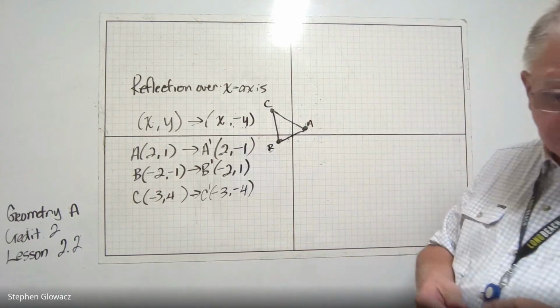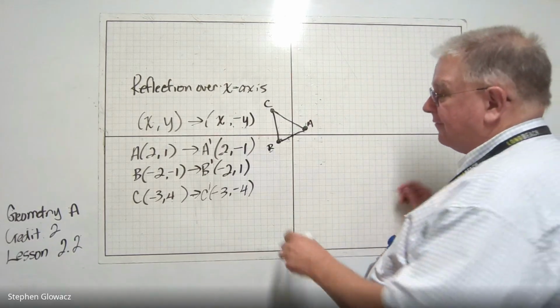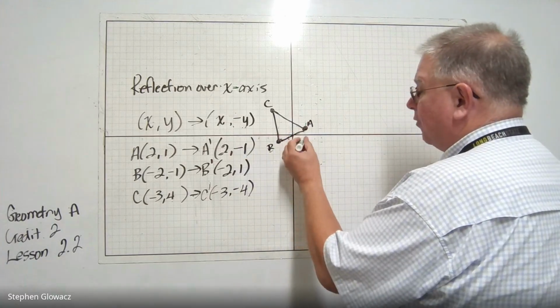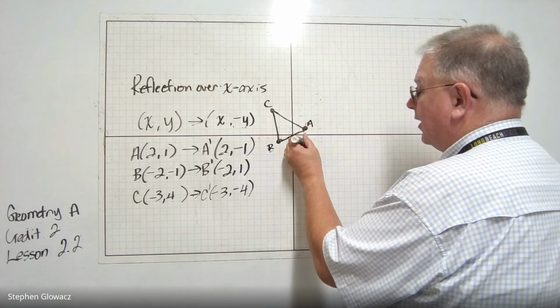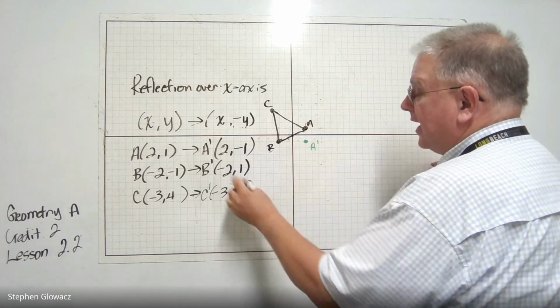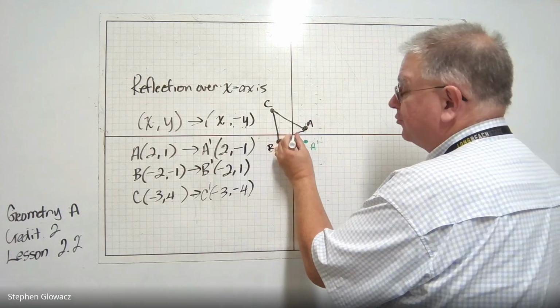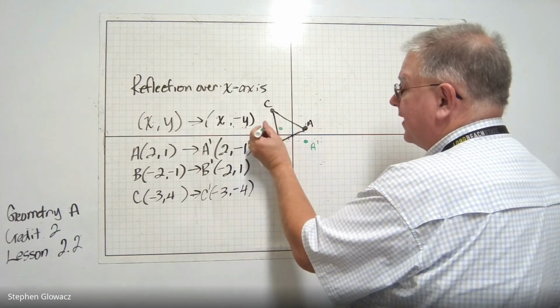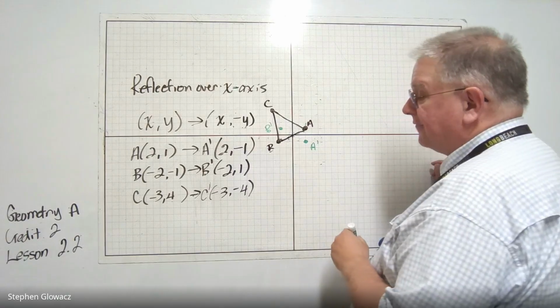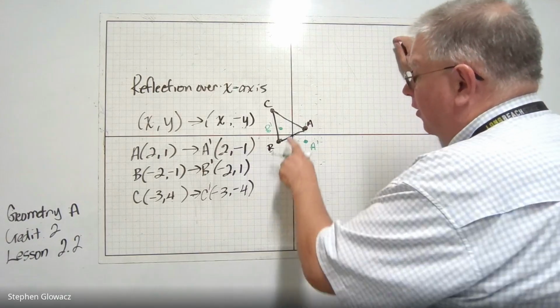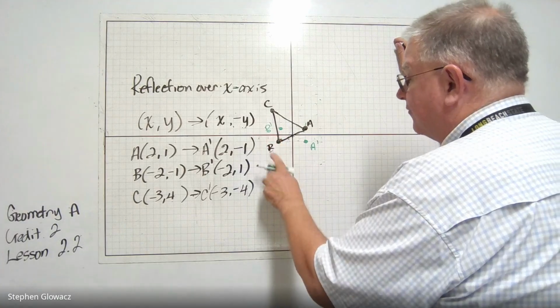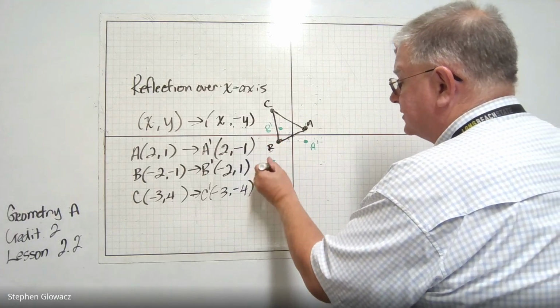All right, so plotting those points, we have A prime at 2 and negative 1. So 2 to the right, 1 down. That'll be our A prime. Negative 2 and 1, so 2 to the left, 1 up. That'll be our B prime. And finally, negative 3, negative 4, 3 to the left, and then 4 down, that will be our C prime.